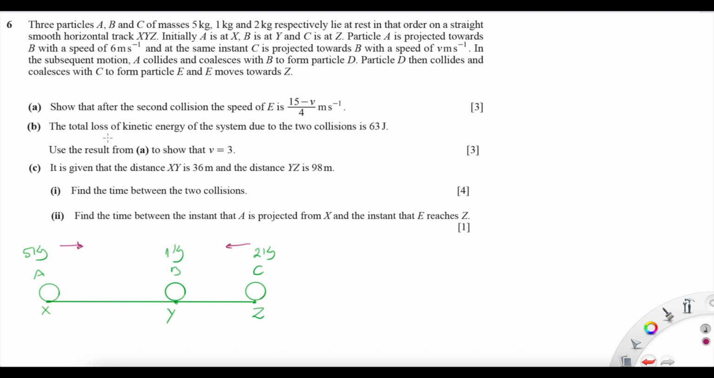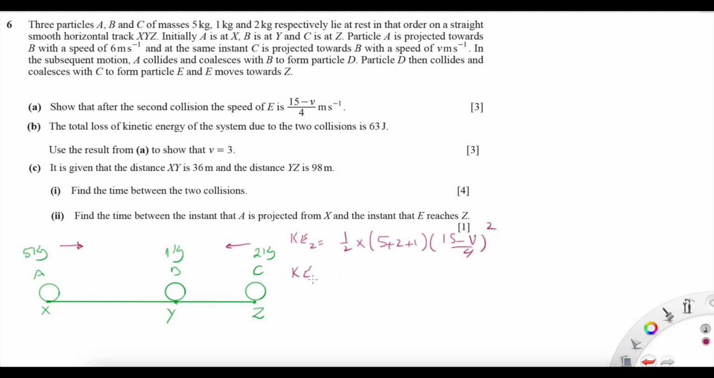For the second part, it says the total loss of kinetic energy of the system due to the two collisions is 63 joules. Use the result from part A to show that V is 3. So the final kinetic energy will be equal to half of m, which is the mass of E after the two collisions, 5 plus 2 plus 1, times V squared, and the speed of particle E is 15 minus V over 4, squared.